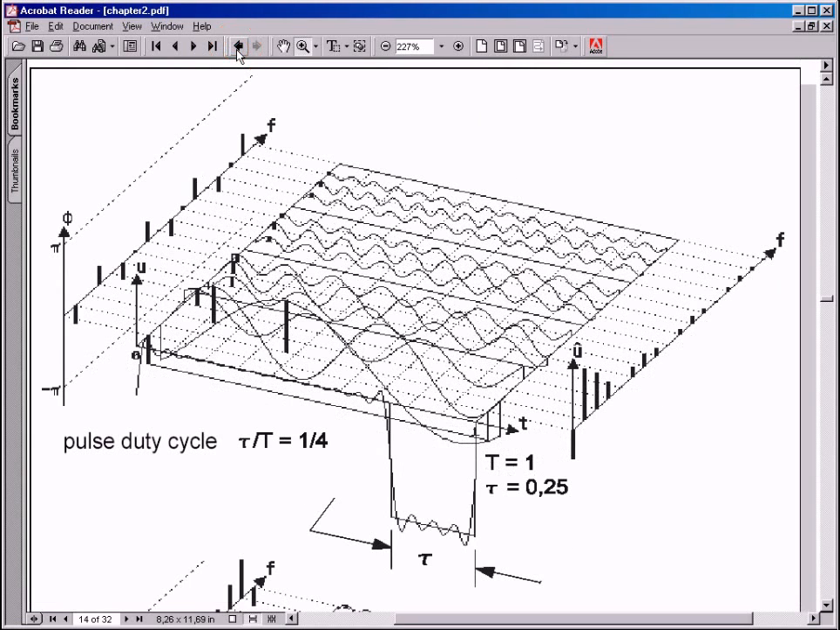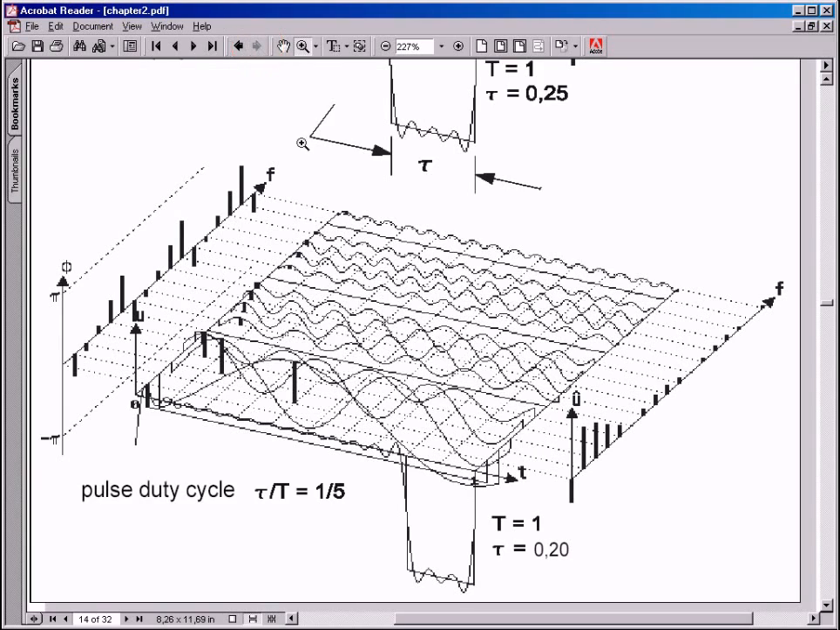It is striking that every fourth harmonic is missing in the upper figure, and that every fifth harmonic is missing in the lower figure. The zero position is in each case at the point 1 over tau. Now it is also possible to determine the period length T and the pulse duration tau in the frequency domain.